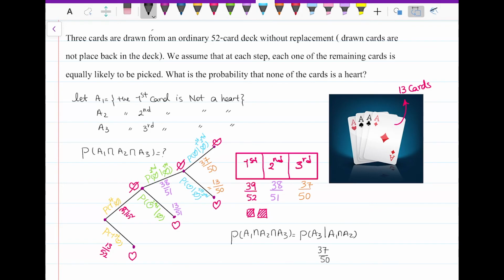Which is 37 over 50 times the probability that the second one is not a heart given the fact that the first one was not a heart. So probability of A2 given A1. And probability of A2 given A1 is here. It is 38 over 51. And now the probability that the first one is not a heart, it would be the probability of A1, which is 39 over 52.